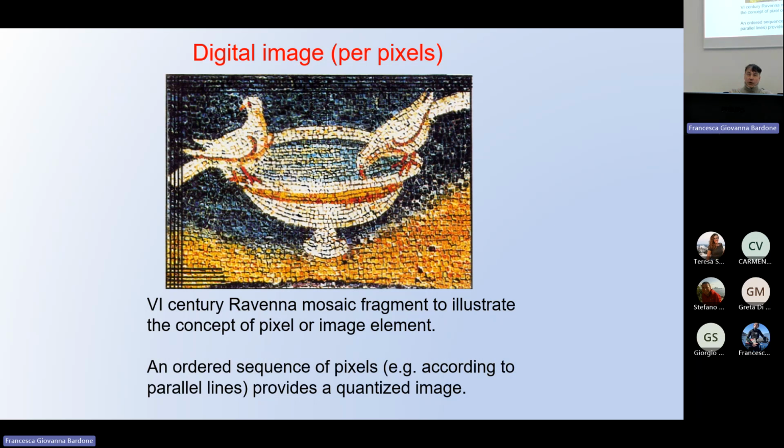And then the software reconstructs the information. Secondary electrons, X-rays, whatever. Reconstruct point by point, pixel by pixel, the information. So an ordered sequence of pixels, according to parallel lines, provides you the image, one quantized image pixel.